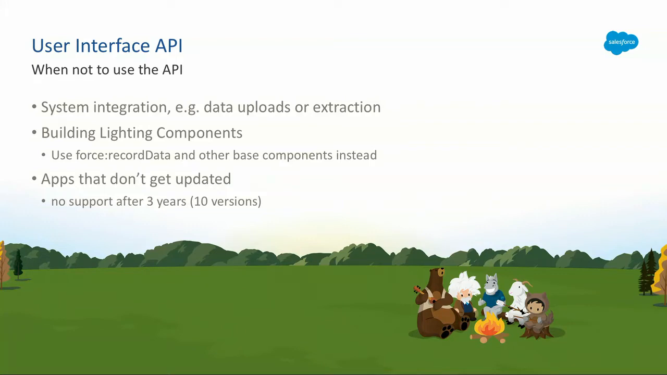Like I said, for Lightning components, we have the Lightning data service. You can use the force record data and other base components instead, so you don't really need to use the API in Lightning. And you want to make sure that apps that don't get updated, you're not using the API for those. Salesforce has indicated that each version of the API is going to be supported for 10 different versions. So if you are using the user interface API, you're going to want to make sure the app gets updated at least every 3 years.